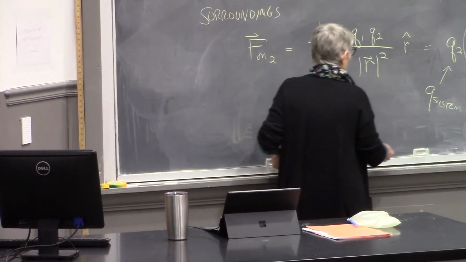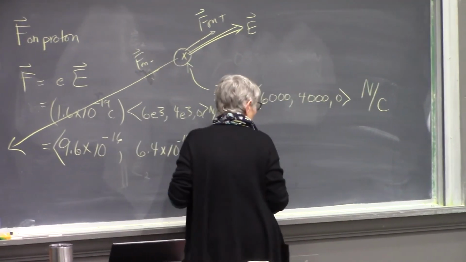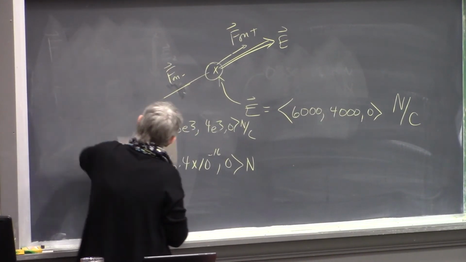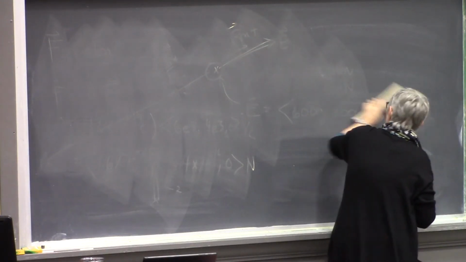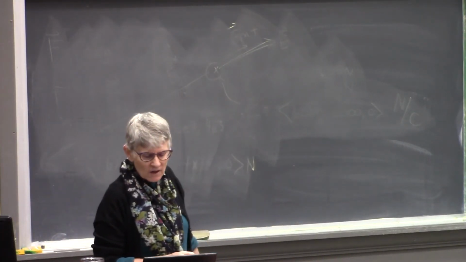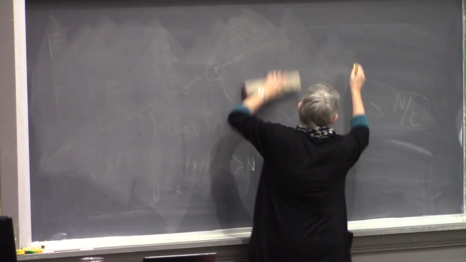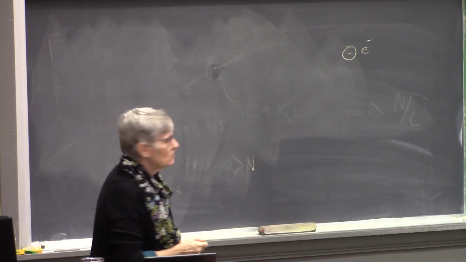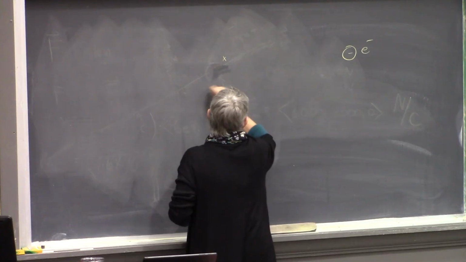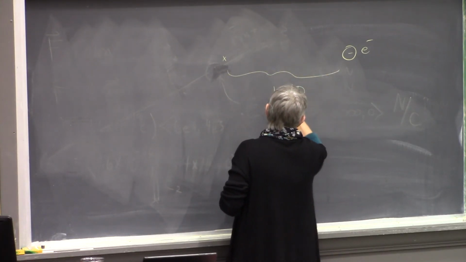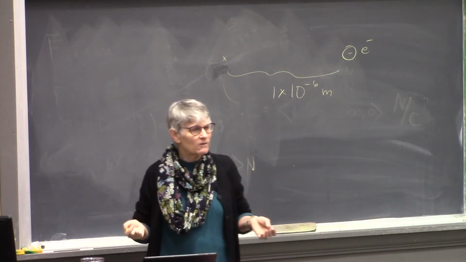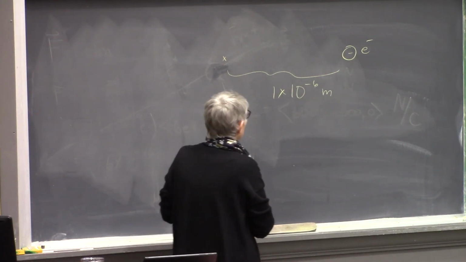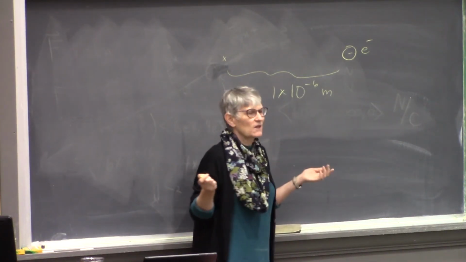Just for the heck of it, let's calculate the electric field due to a charge at some location. This should be getting to be an incredibly familiar calculation. So let's see, what do we have? We have an electron, and we want to calculate the electric field due to this electron a distance of 1 times 10 to the negative 6 meters, so a micrometer away from the electron. We'll make it on the x-axis just to make our life simple, okay?